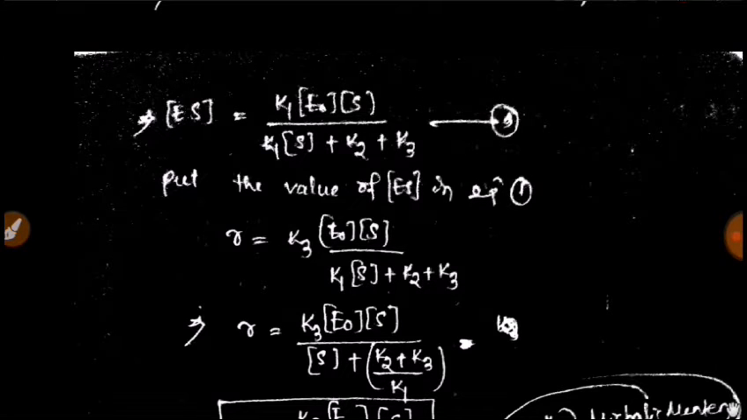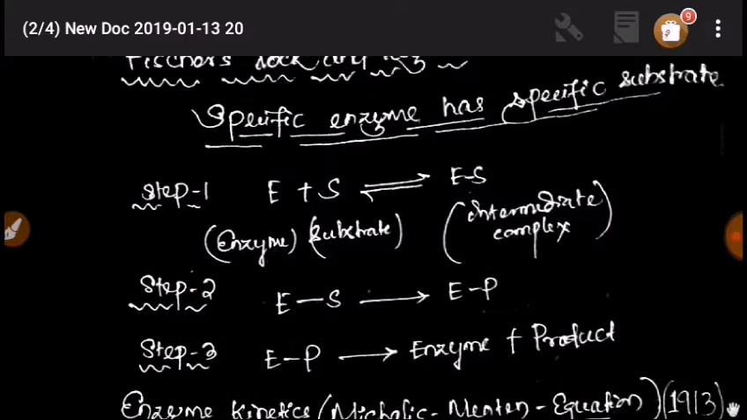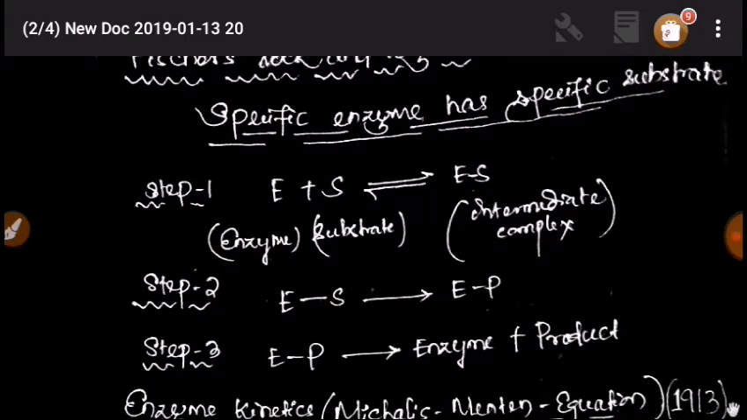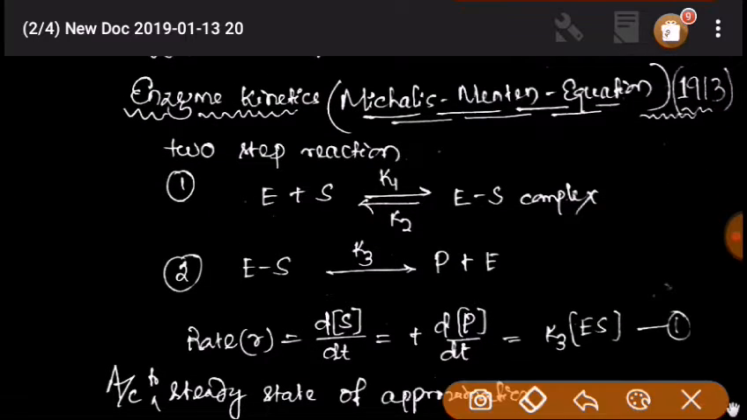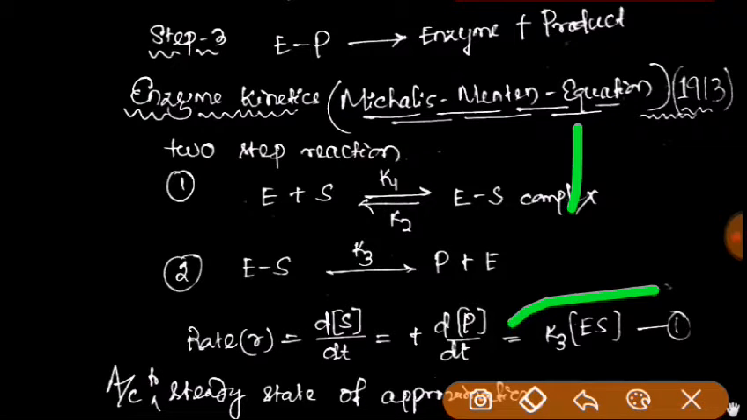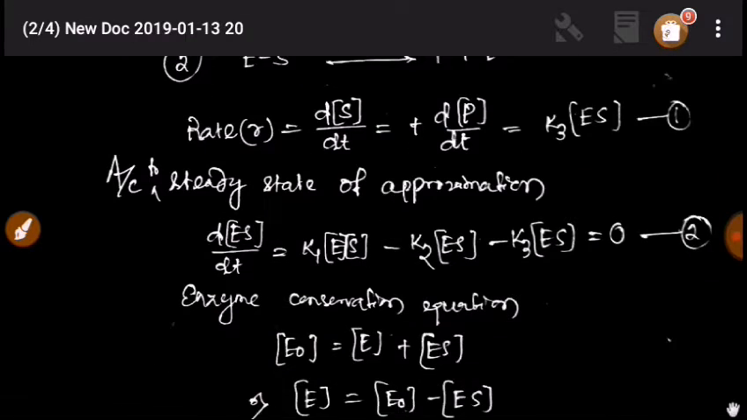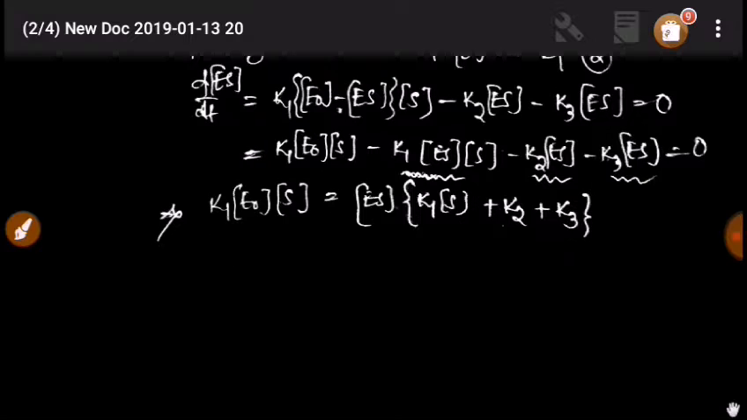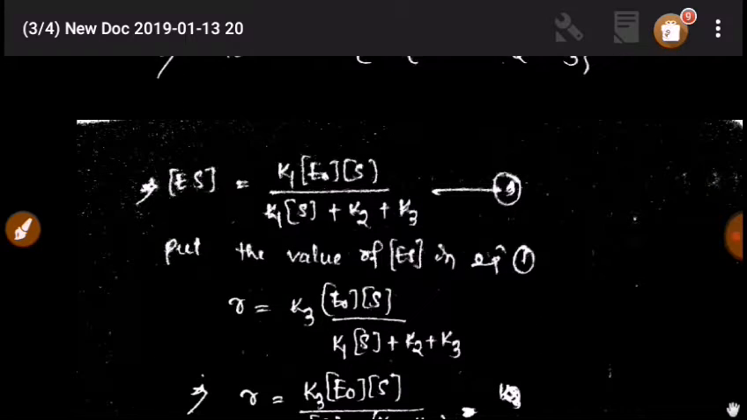I will take two cases: at higher concentration of substrate, and at lower concentration of substrate. Next, at last a graph will come. You can see it also represents two characters: one is zero order reaction, and this part is first order reaction, and then it becomes zero order reaction.